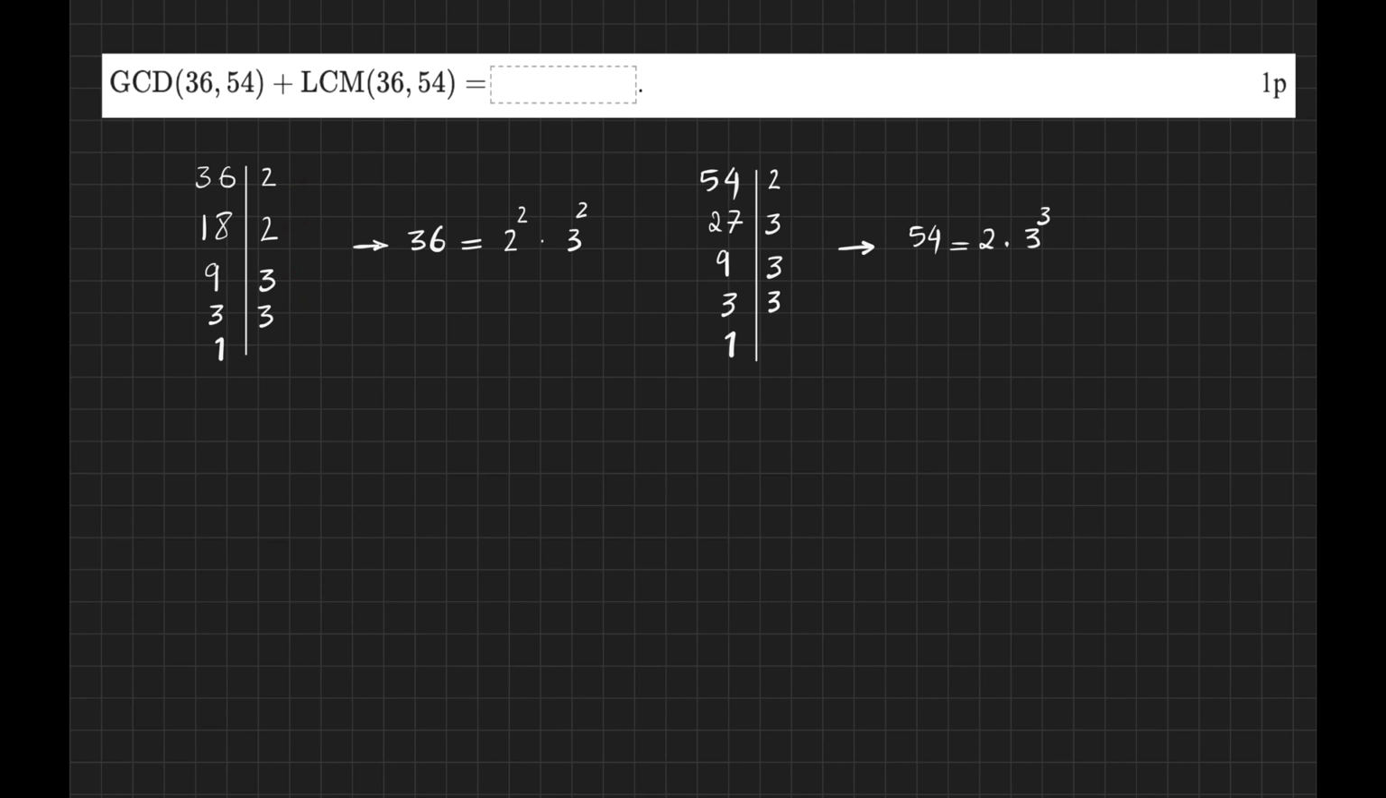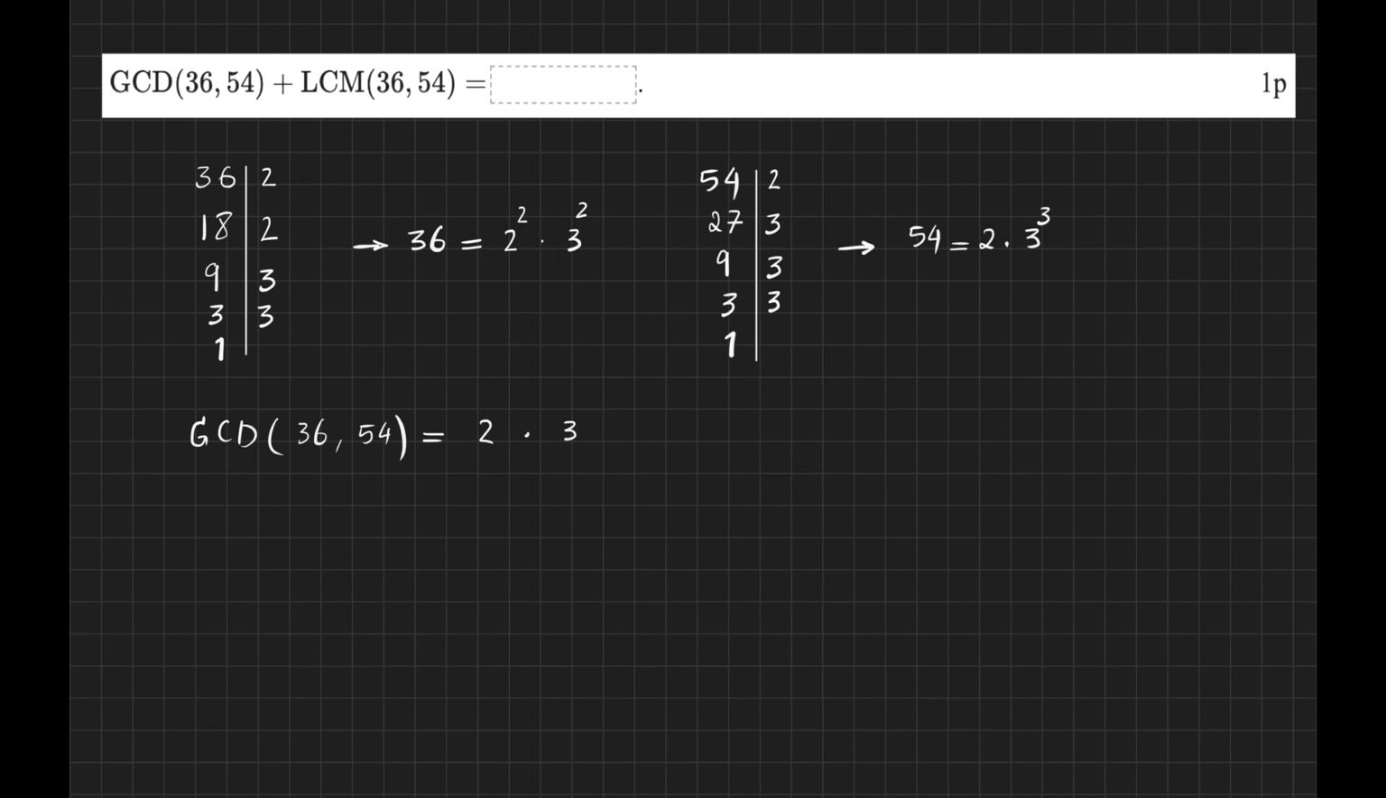Okay, but in order to find the GCD, I need to find the common prime factors. So here the prime factors involved are 2 and 3. Here the prime factors involved are again 2 and 3. So the common factors are 2 and 3. Okay, so what we do, we write GCD of 36 and 54 is equal to, the common factors are 2 and 3.